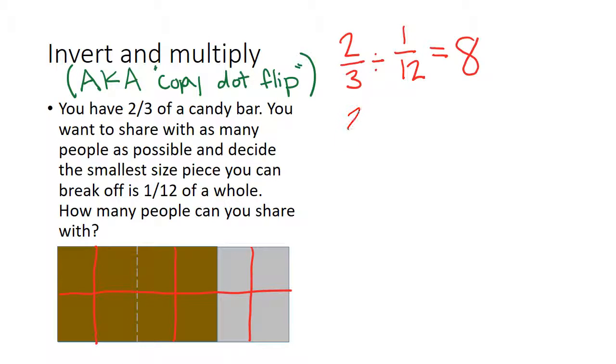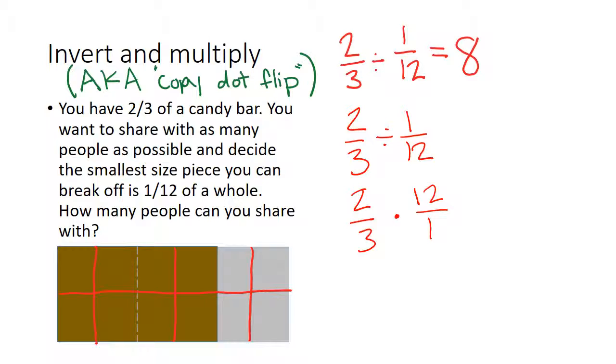So we start out with 2/3 divided by 1/12. We're going to copy the first number, so 2/3, dot, which means multiply, and then flip the second number, which is 12/1.